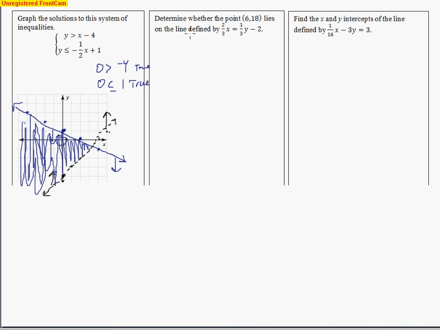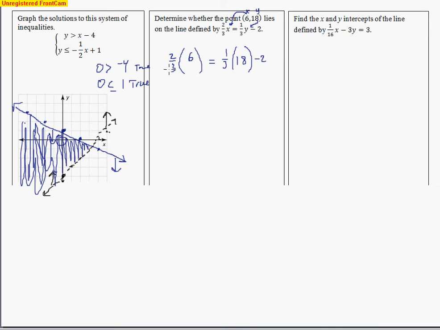So on this next one, it says determine whether the point 6, 18 lies on the line defined by this equation. Well, let's just substitute. Let's take this 6, which is x, and put it in for x in that equation below. 18 is y, and it's going to go in for y. So I'm going to write 2/3 times 6. And then equals 1/3 times 18 minus 2. And so from there, put the parenthesis around the 18.